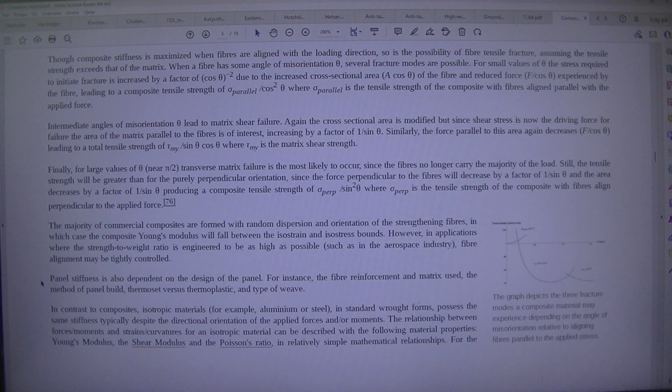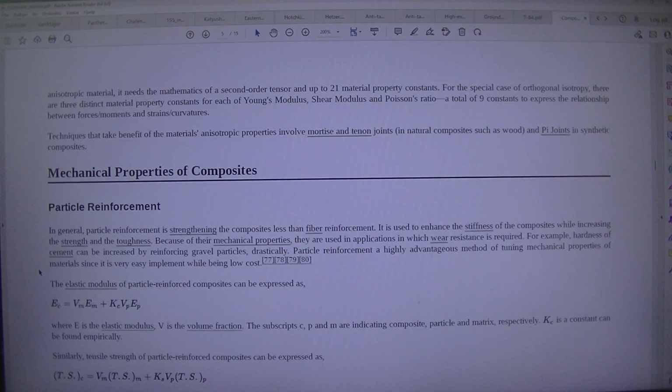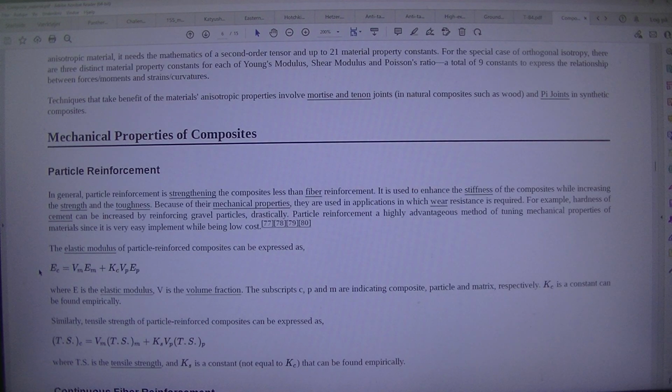The relationship between forces/moments and strains/curvatures for an isotropic material can be described with the following material properties: Young's modulus, the shear modulus, and the Poisson's ratio, in relatively simple mathematical relationships. For an anisotropic material, it needs the mathematics of a second-order tensor and up to 21 material property constants.